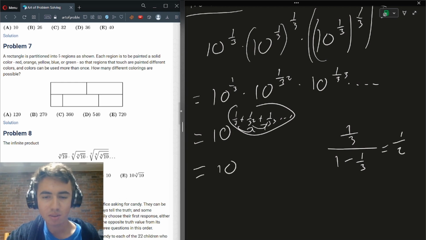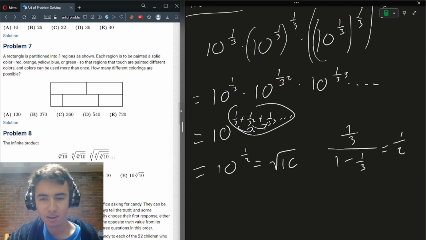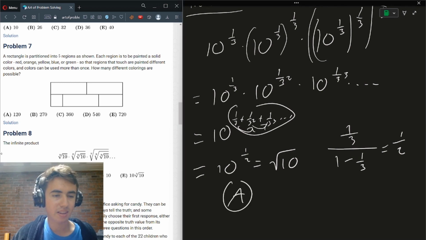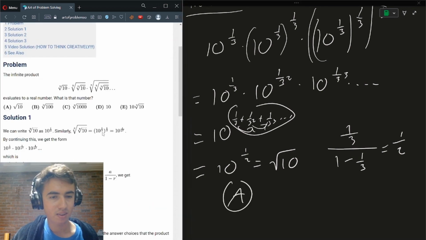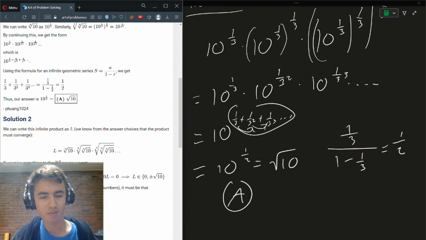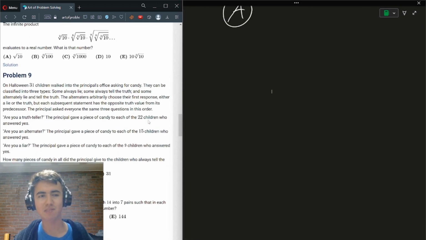So this is equal to 10 to the power of 1/2, which is equal to the square root of 10, which is A. And let's make sure that is correct. And it is correct. Hooray. Sorry, you couldn't see the answer choices for that one, but here they are.